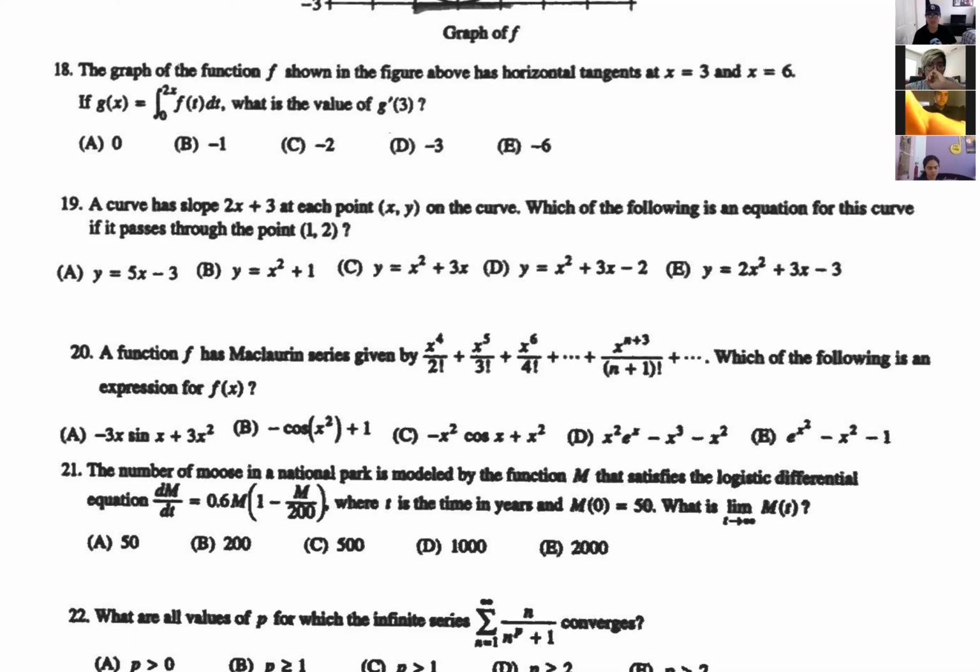Okay, so on 18, it gives us this here. Let me highlight this. It gives you this, but then it asks about the derivative. So what I need to do is take what I highlighted in yellow and take the derivative of both sides. So g prime of x. I just took the derivative of the left side. Now I'm going to take the derivative of the right side. That's fundamental theorem of calculus.